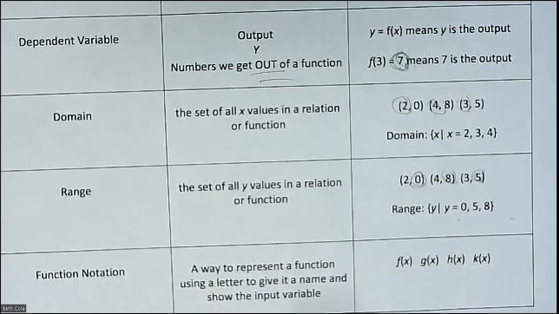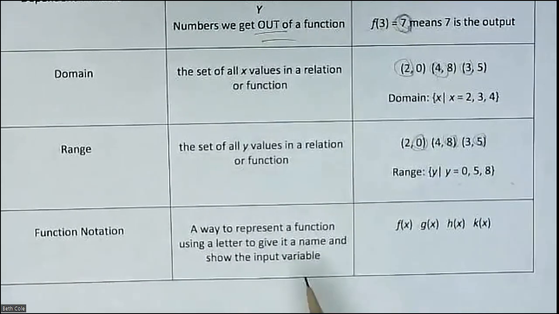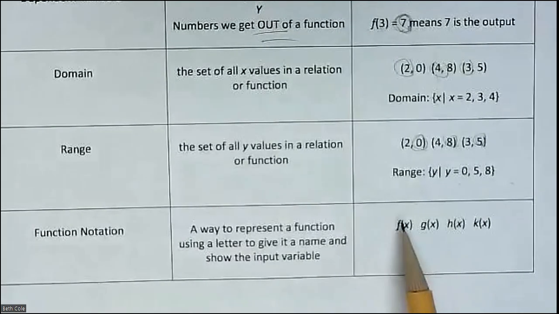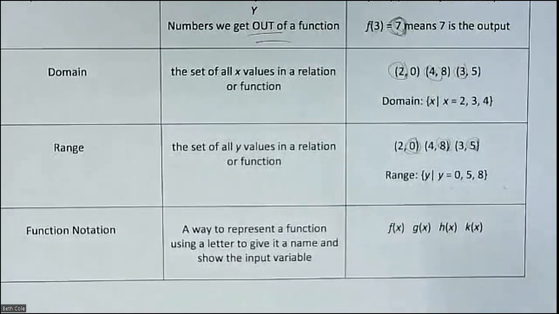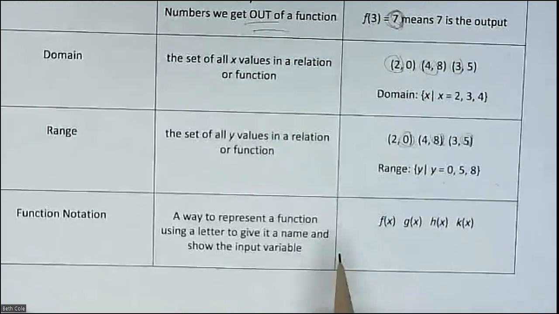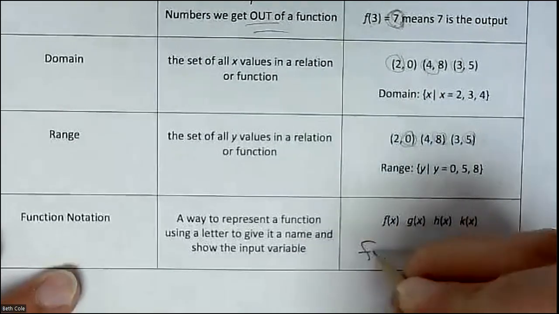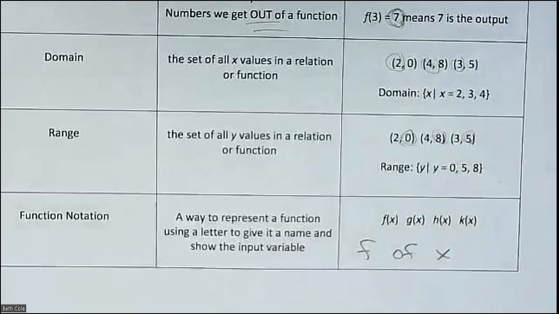Okay. And then lastly, our function notation. It's a way to represent a function using a letter. It's so you can tell the difference between them. Do you see how this one's F and this one's G and this one's H and this one's K? So they're not all called the same thing. It would be like having 4 children and naming them all Bob or something. Do you know what I'm saying? You have to give them different names. So they all have different letters. And the way we say this is F of X or G of X or H of X. That's how you say it out loud.